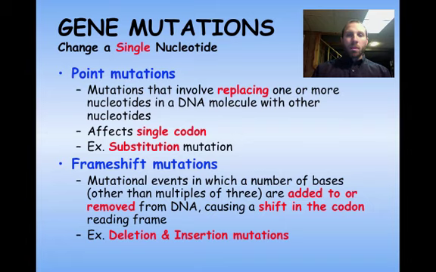Another example of a gene mutation is a frame shift mutation. These have a little bit bigger impact on the DNA and then the protein. This is a mutational event in which a number of bases other than multiples of 3 are added to or removed from the DNA, causing a shift in the codon reading frame. And we'll learn more specifically what that means in the next few slides. Examples here are called deletion, where a base is removed, or insertion, when a base is added.